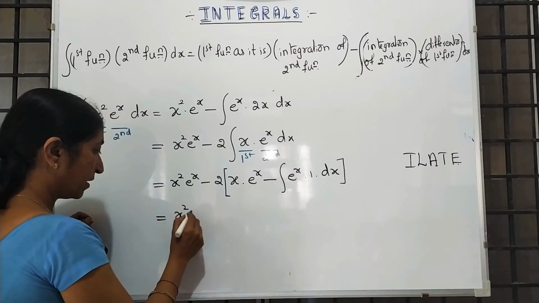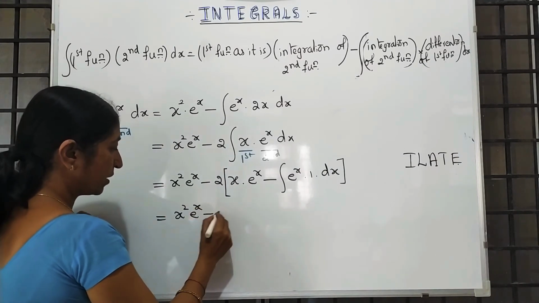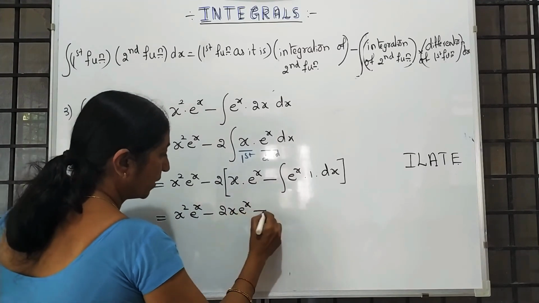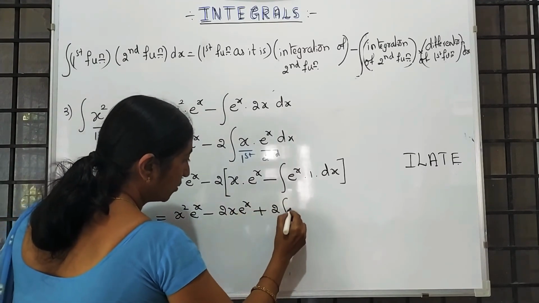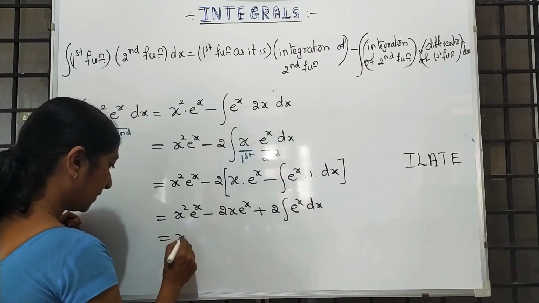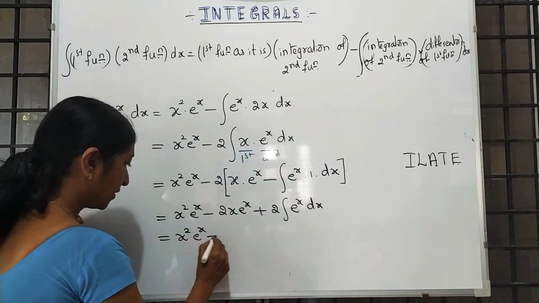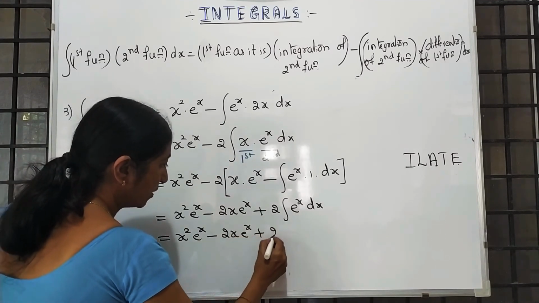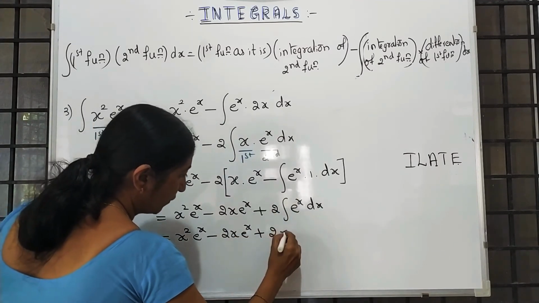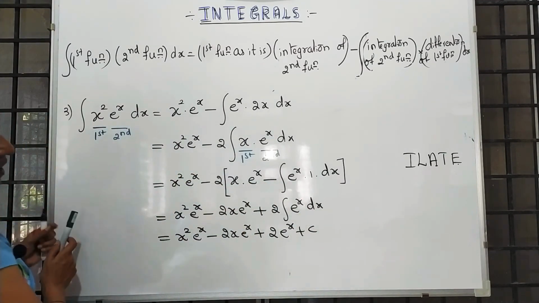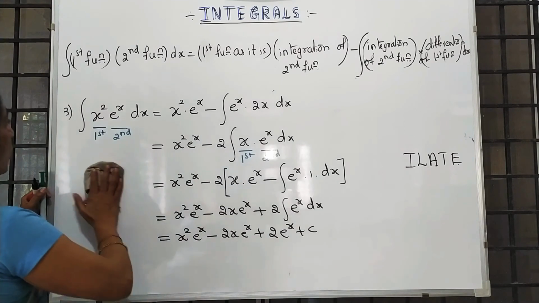Remove the bracket. x square into e raised to x minus 2x into e raised to x, minus into minus, plus 2 into e raised to x into dx. So, x square into e raised to x minus 2x into e raised to x plus 2 e raised to x. Only one function, and we are familiar with integration of that function. So this is the answer. I will explain one more example.